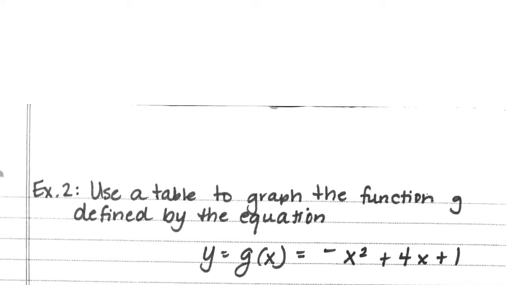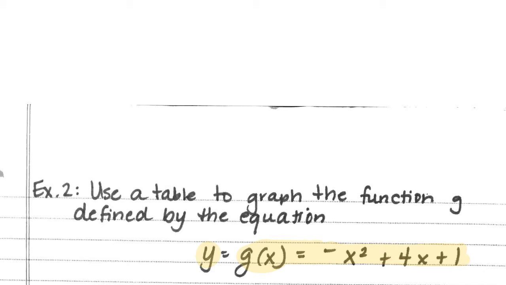All right, we're going to look at this other one. The difference with this parabola is it has a negative x squared plus 4x plus 1. And remember that y is the same thing as g of x or f of x or h of x. It's just a fancy way to say a function of x, or y equals.